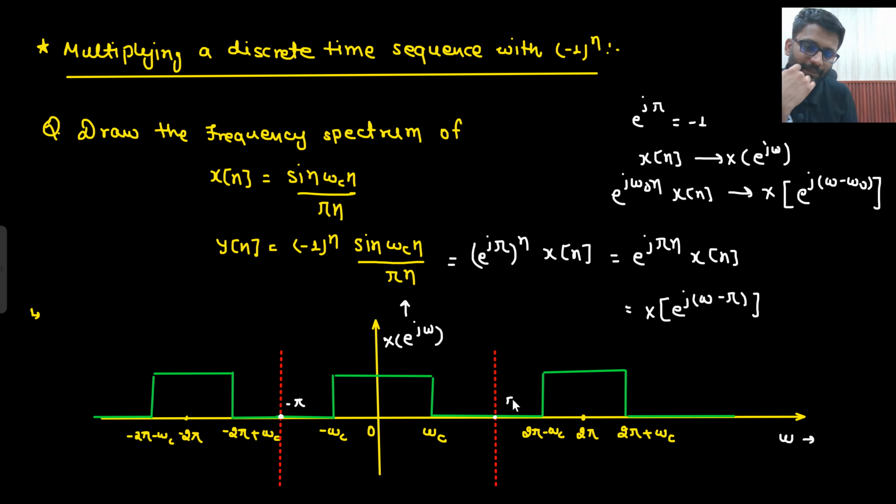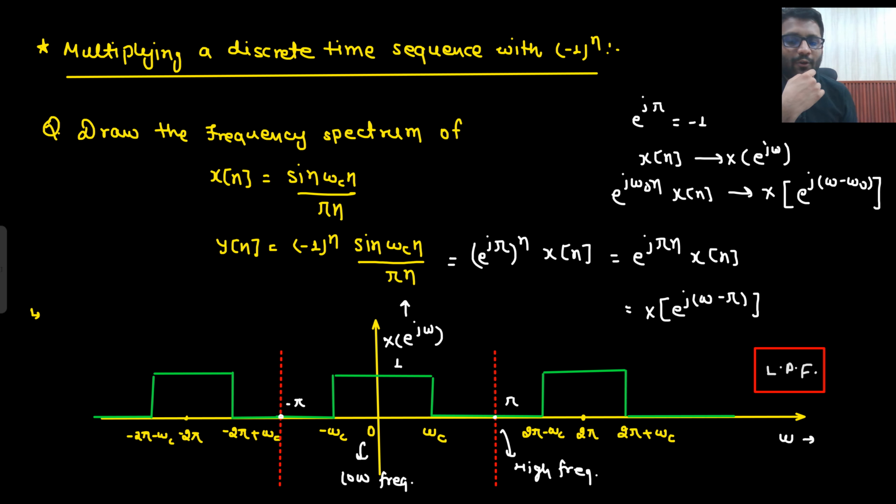Minus pi, plus pi. This was low frequency and this was high frequency. So what you could see here is that low frequency is being passed, but high frequency is not being passed. That means what it was? Low pass filter.